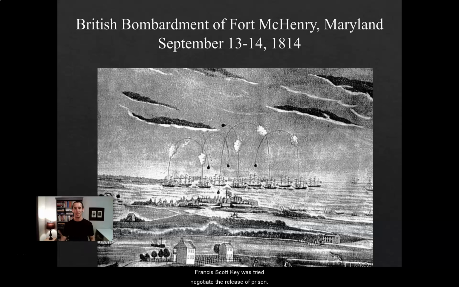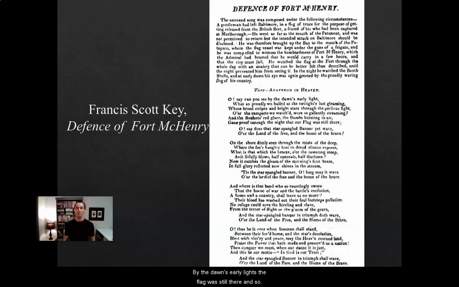Francis Scott Key was trying to negotiate the release of prisoners, but after the firing started, they said you're not allowed to leave. So he had to sit there all night and watch as Fort McHenry was bombarded. And then when he woke up the next morning, by the dawn's early light, the flag was still there. And so he wrote a poem to it, put it to a British pub or drinking song, and that's where we get Star Spangled Banner. So that's one benefit from the War of 1812.